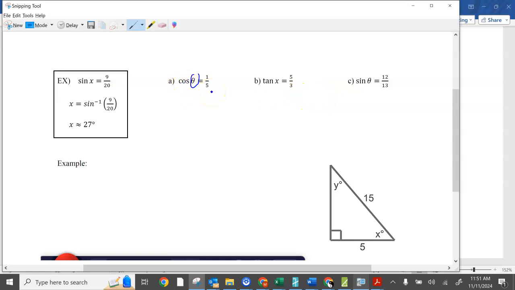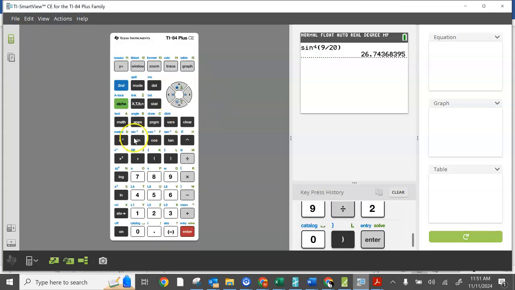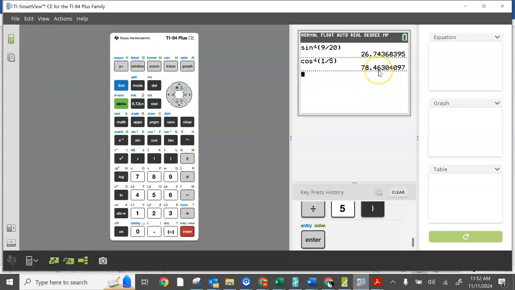So we're going to do the cosine. Again, remember the ratio is 1/5, right? We're trying to find an angle that, when we do cosine, would give us a ratio of 1/5. So I'm going to go to my calculator, and now I'm going to go second cosine, 1 divided by 5, parenthesis, equal, and that should be 78.4.